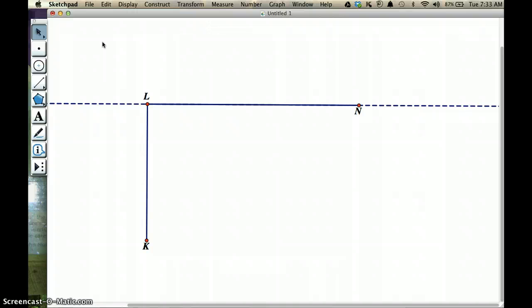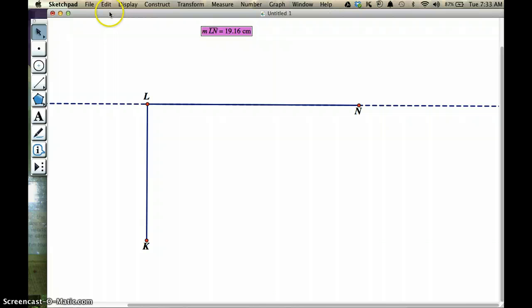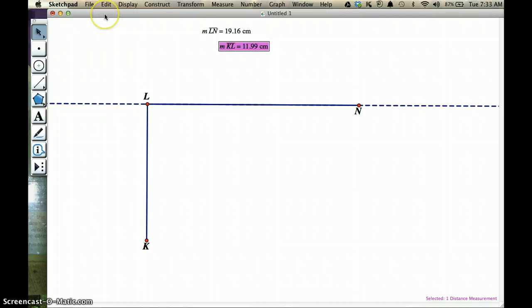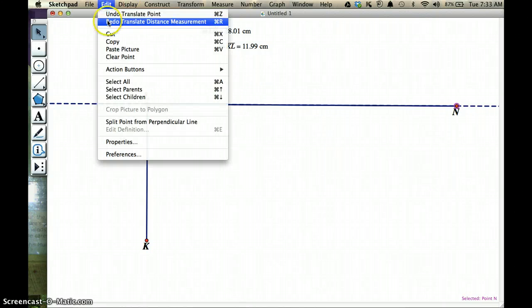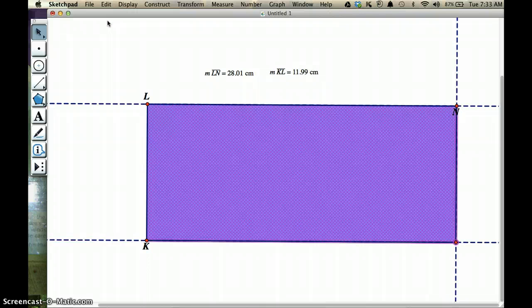Due to the fact that I'm not as proficient with GSP, I made my constructions and then measured them to make sure that I got them as close as possible. So I got this line as close to 12 and this line as close to 28. So I'm going to quickly redo all of these. I made it a rectangle, which is basically what my backyard looks like.